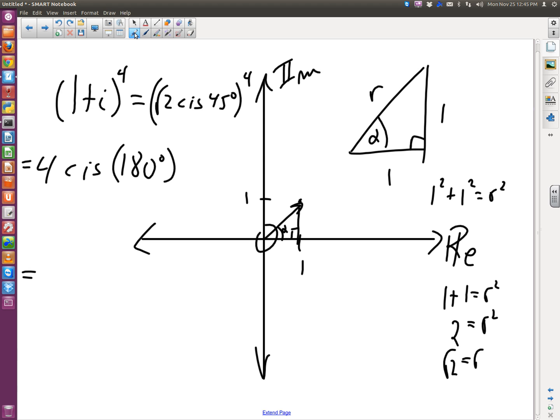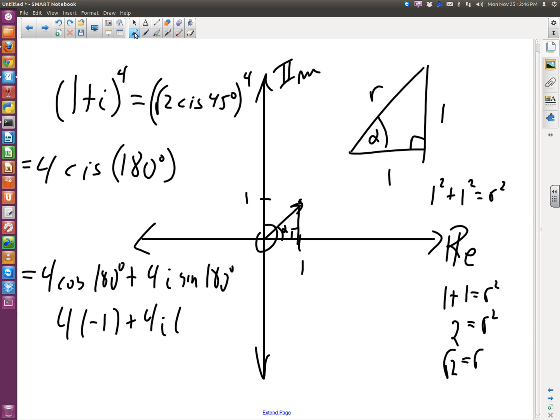Sure you can, because it's 4 times the cosine of 180 plus 4i times the sine of 180. All right, be one with the unit circle. 180. What's the cosine here? The x value, what is it? -1. What's the sine? 0. So I got 4 times -1 plus 4i times 0, which is just -4. So 1 plus i to the fourth is -4.